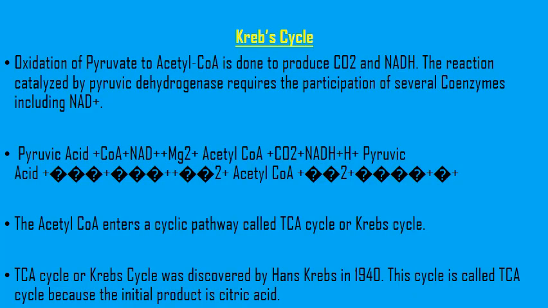Krebs cycle. Oxidation of pyruvate to acetyl coenzyme A is done to produce CO2 and NADH. The reaction catalyzed by pyruvic dehydrogenase requires the participation of several coenzymes including NAD+. Pyruvic acid plus coenzyme A plus NAD plus magnesium gives acetyl coenzyme A plus CO2 plus NADH plus H plus. The acetyl coenzyme A enters a cyclic pathway called TCA cycle or Krebs cycle.